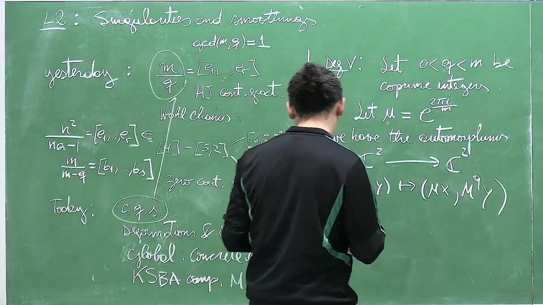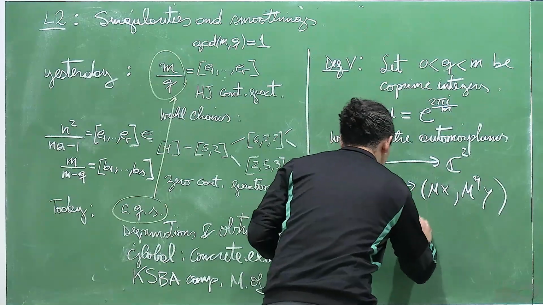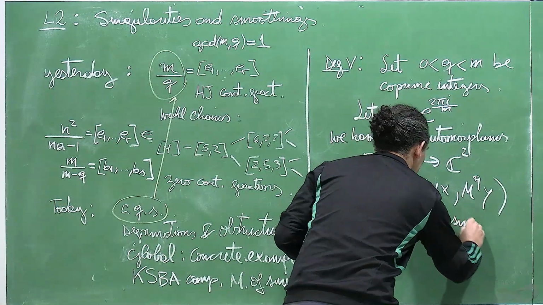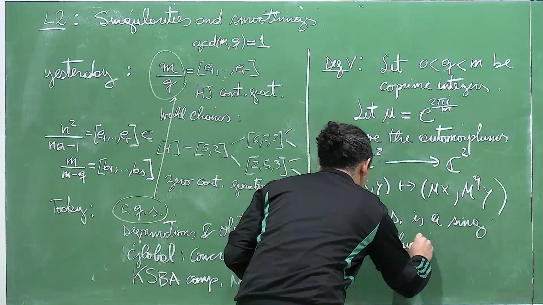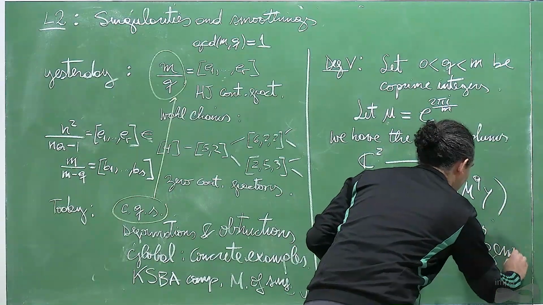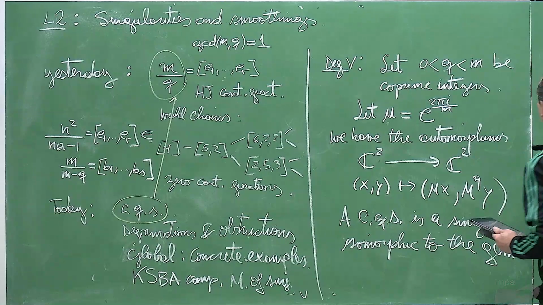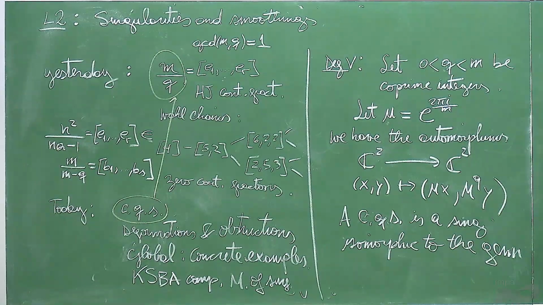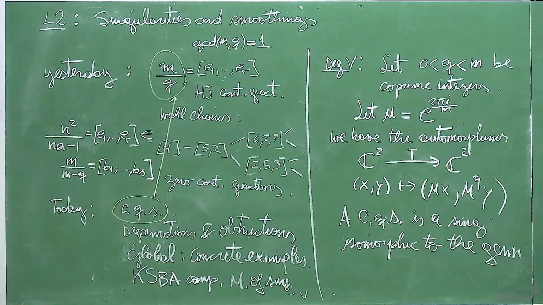And then a cyclic quotient singularity is a singularity isomorphic to the germ at the image of 0 of C2 mod this action. So let me call this group T. Okay, so that is the cyclic quotient singularity.